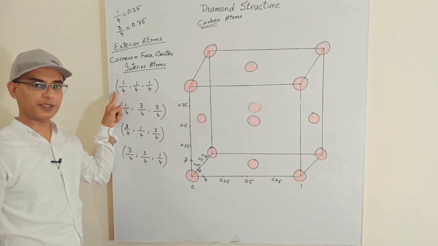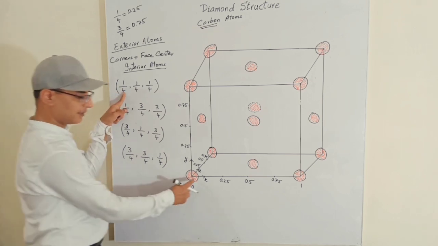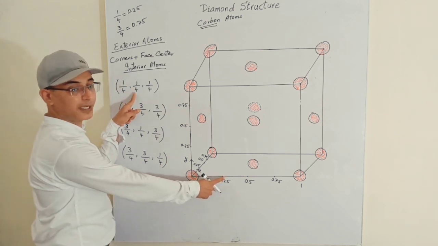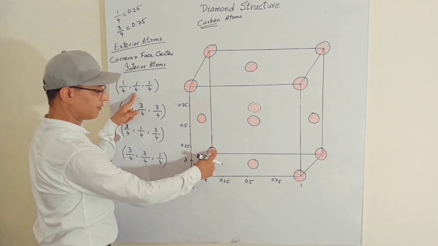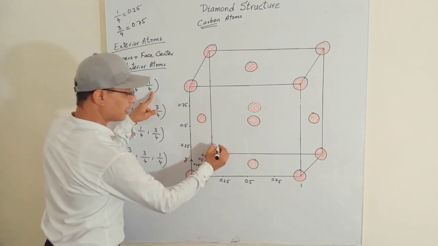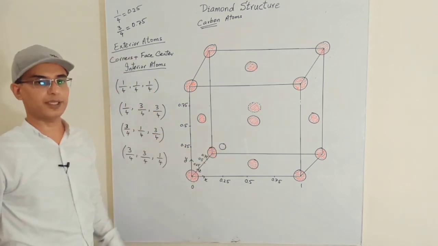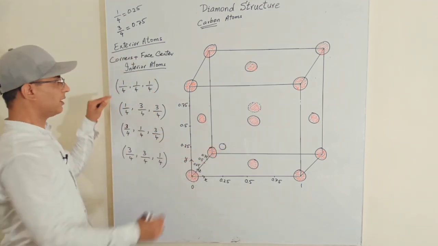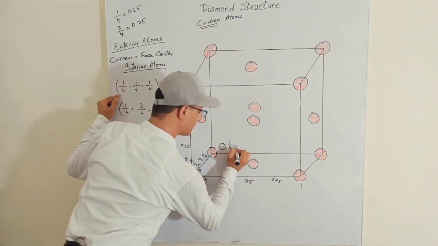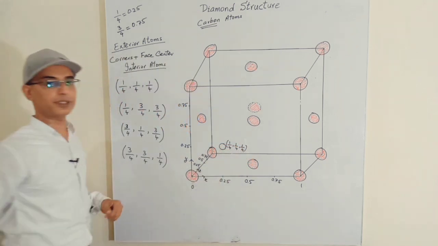For the first interior atom, you have to follow a distance of quarter along the x-axis. This is from the origin up to 0.5. Then along y-axis a quarter distance. This is somewhere here, labeled here. And 0.5, that is interior of the crystal along the z-axis. I'll get an atom over here. That is the first location of my interior atom, and I will label it 1/4, 1/4, and 1/4. In other words, quarter, quarter, and quarter.